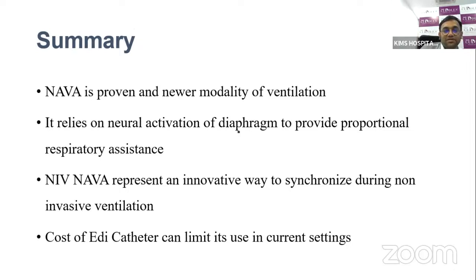So NIV NAVA represents an innovative way to synchronize. As we have seen, there is so much asynchrony during non-invasive ventilation, even though we use adequate flow sensors. But the problem, as we discussed, is that the cost of the EDA catheter can limit its use in current settings, and it's one-time use and may be used for a maximum of 5 days. So we still need so much research in NAVA. In the future, NAVA can be a better option for babies who don't have any contraindication to NAVA.